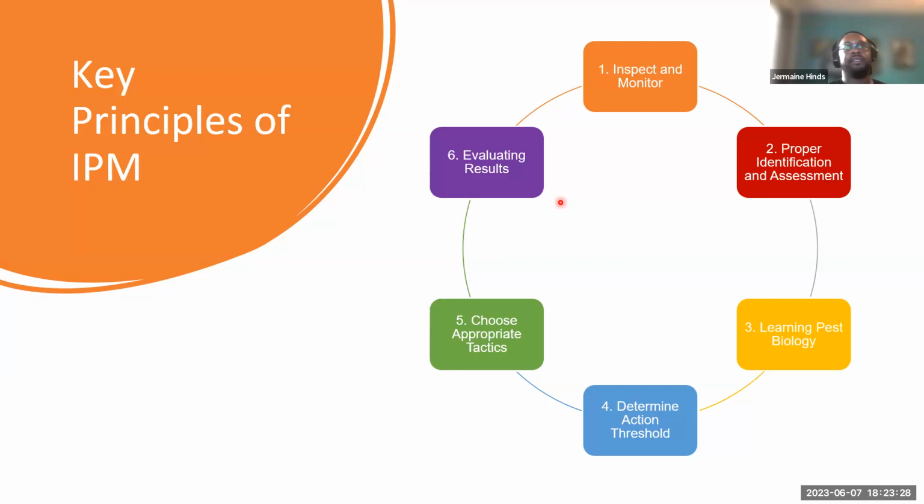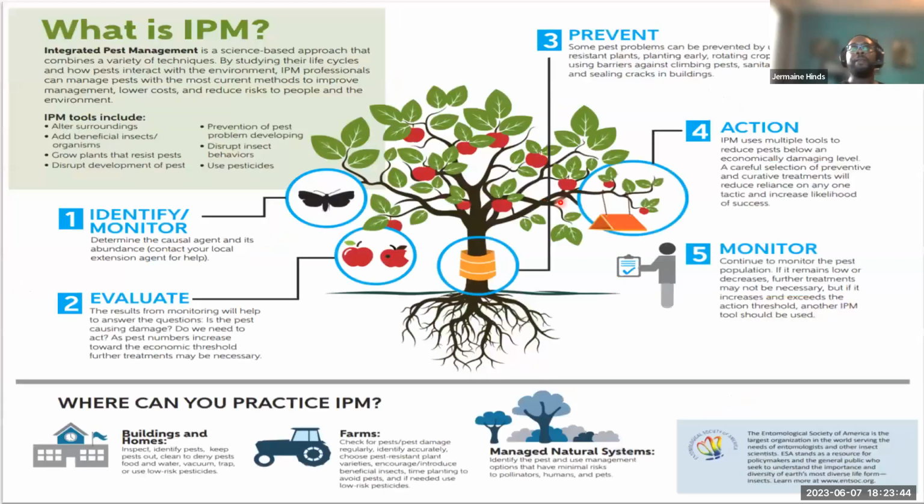And so after that, you choose appropriate tactics. What am I going to implement to control this? And so towards the end of the year, you want to evaluate how those controls were and just the general effectiveness of your controls for that year or growing season. And so this is just another figure that's giving an overview of that process, right?